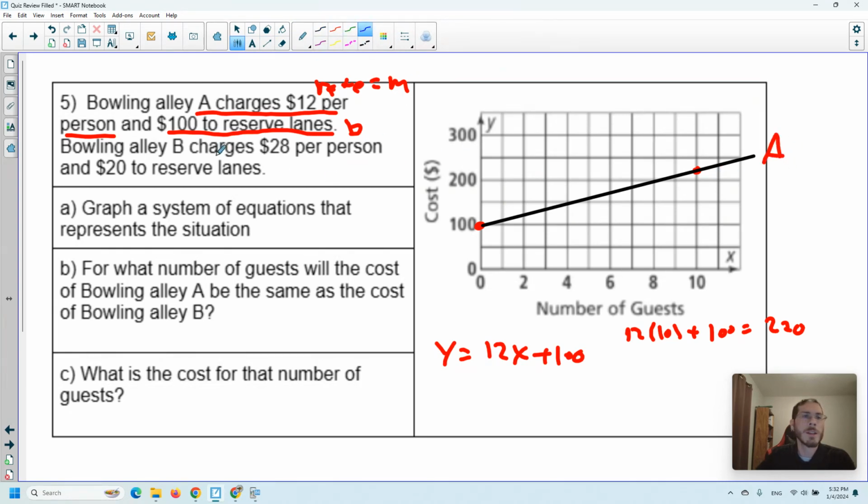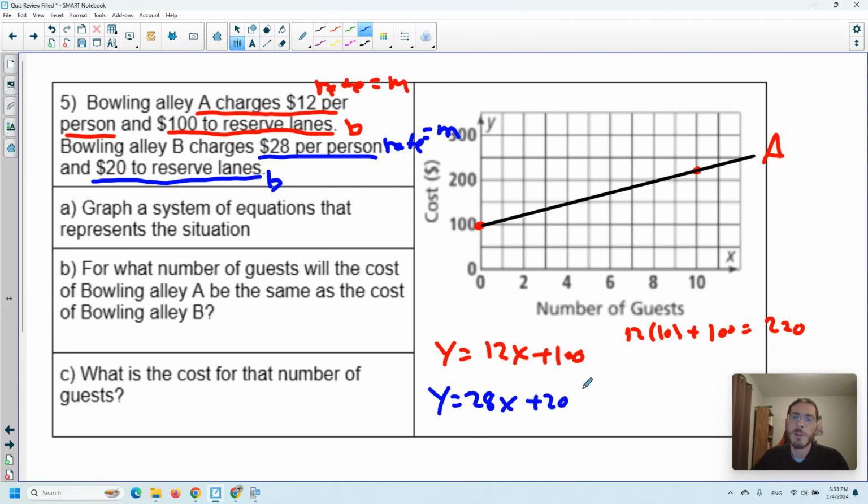Next, I'm going to do bowling alley B. This one charges $28 per person, and that's a rate, because every person has to pay that extra $28. So this is going to be the slope again. And $20 to reserve lanes, that's going to be the y-intercept, that's going to be b. So my equation for that one would be 28x plus 20.